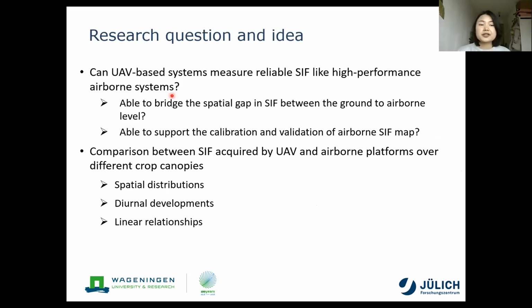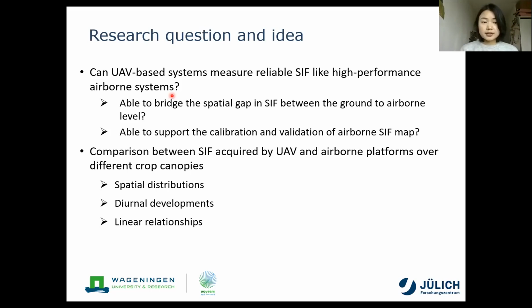A research question is, can UAV-based systems measure reliable SIF, like high performance airborne systems? This is still unknown. By answering this question, we can have more insights on the following two questions. The first one, are UAV-based systems able to bridge the spatial gap in SIF between ground and airborne levels? And can they support the calibration and validation of airborne SIF products?